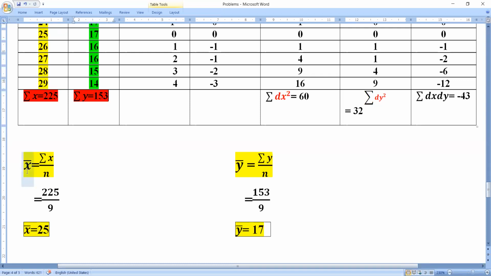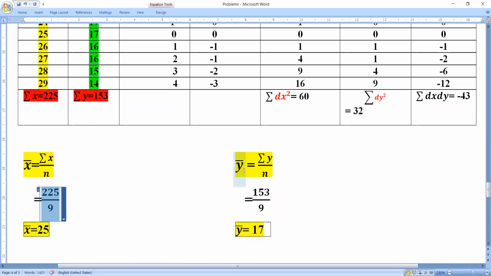Now do the mean calculations. X bar means the X series mean value. The formula is sigma X divided by n. What is the sigma X value? 225. And the number of values is 9. When we divide 225 by 9, the mean value of the X series, X bar, is 25.